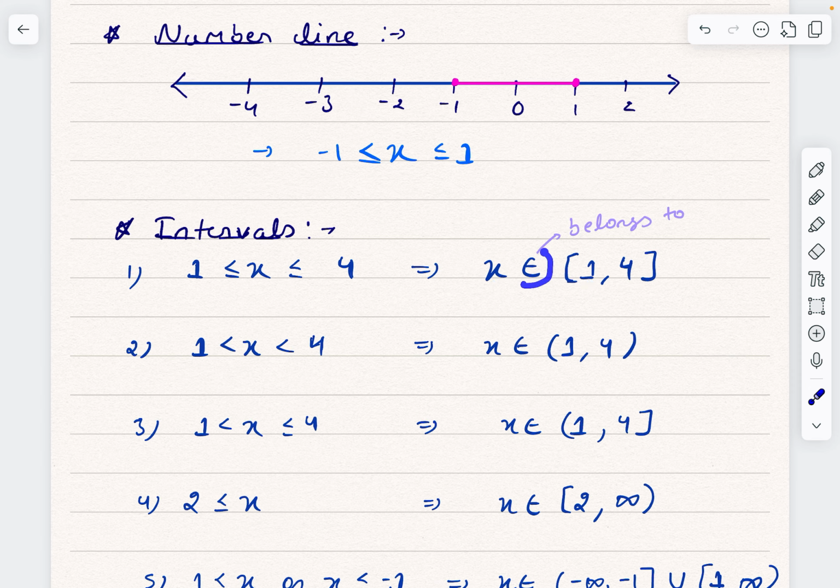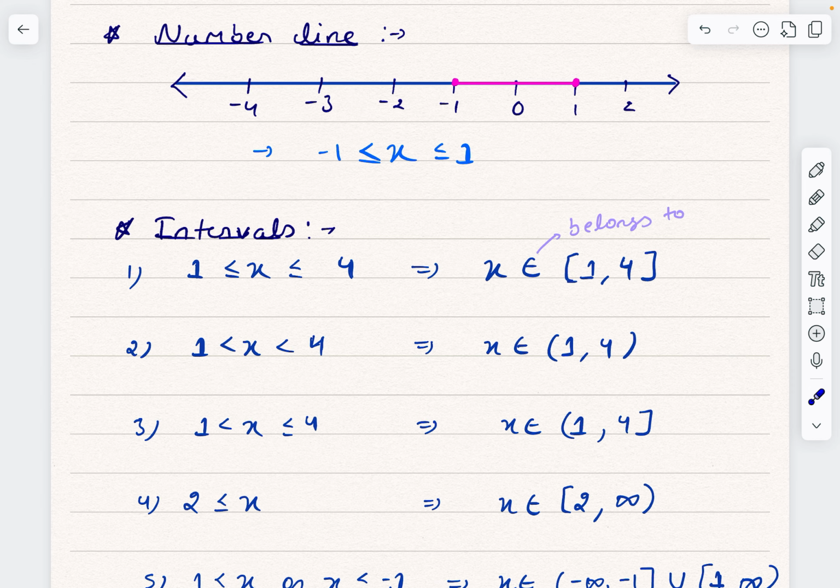This symbol here, which looks like an E, we read it as belongs to. This is a closed interval [1, 4]. So starting value 1, final value 4, closed interval. This is a closed interval, and we'll have open intervals also. We'll see with the help of the next example what is the difference between them.